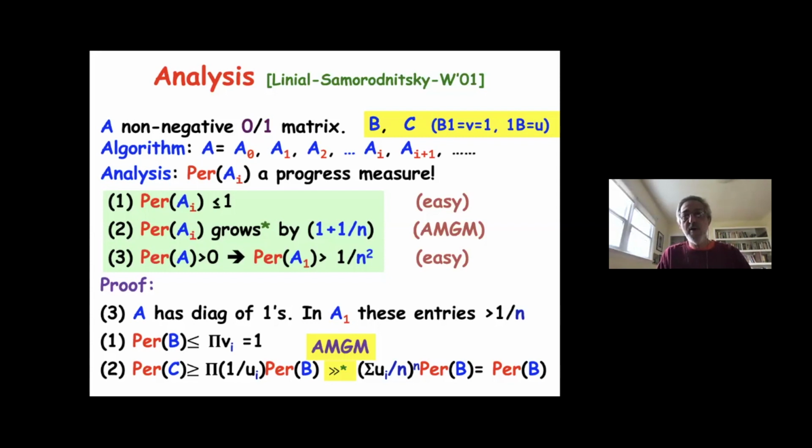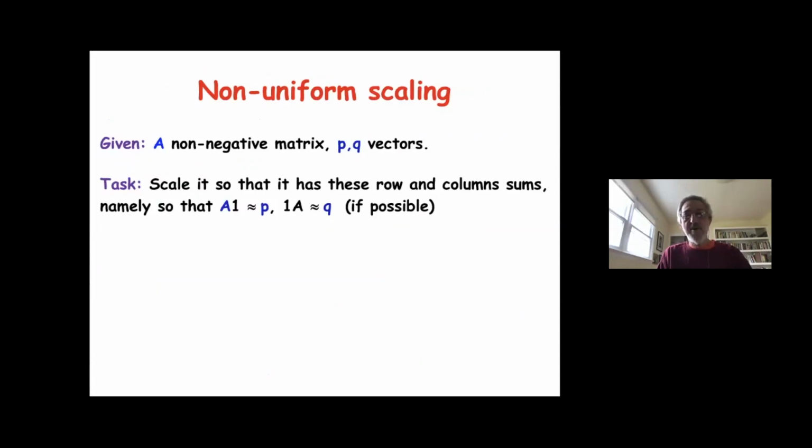Okay, so now I want to get to the real problem. This was a baby case, as I said. One comment I want to make, because later we may talk about this: there are non-uniform scaling questions that people have been looking at. Instead of asking to scale a matrix to the uniform vectors, all equal row sums and all equal column sums, you may give other target vectors, and you can ask about scaling.